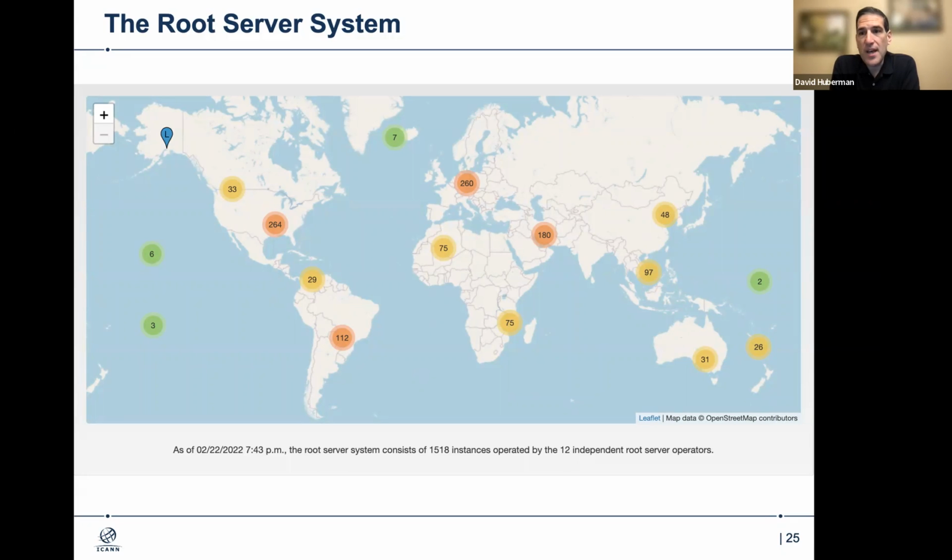And if you go to the website root-servers.org, you can play with this map. You can zoom in all the way to any locale. You can zoom into your home, and you can see all the individual root servers that are near you. It not only shows you that the root server is near you, it shows you its IP address, what its label is, who operates it, what city it's in. It's kind of a cool website.